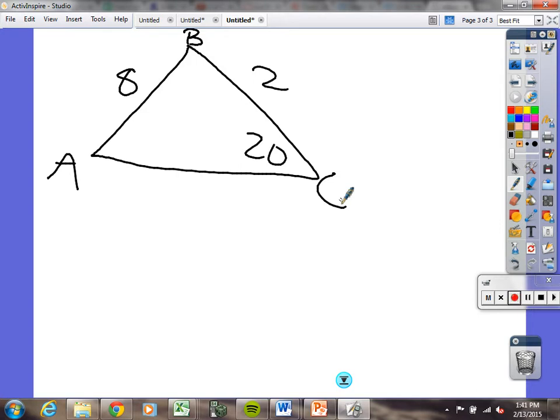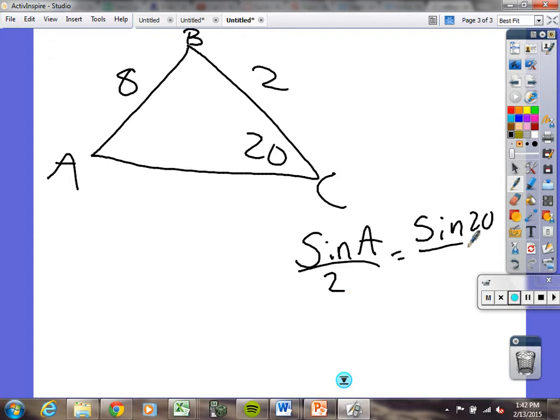Okay, is everybody good with me? So what are we going to do? Somebody set up the proportion. How are we going to set up the proportion? Am I going to have an angle on top or a side on top? Sine big A over 2, equals sine of big A over little a, which is 2, and then sine A equals 1 over 8. Yeah, it comes out 0.08.